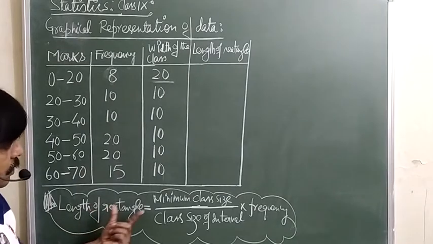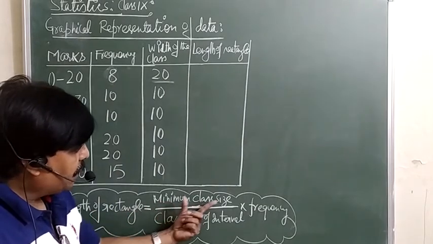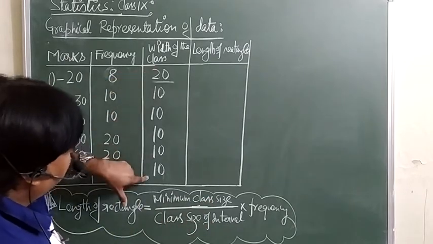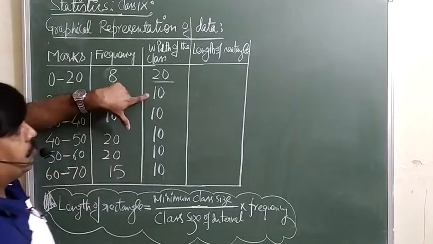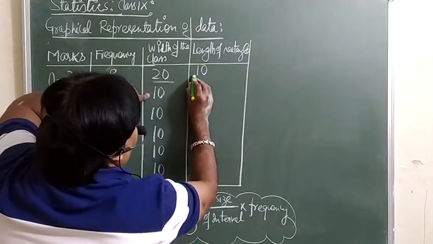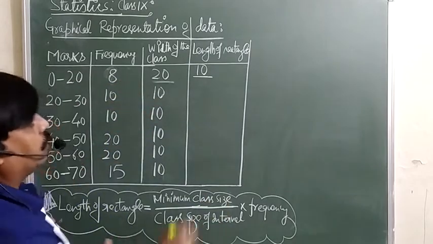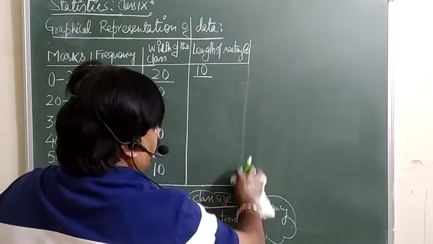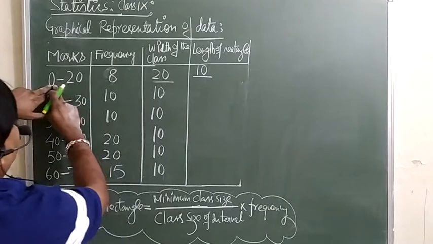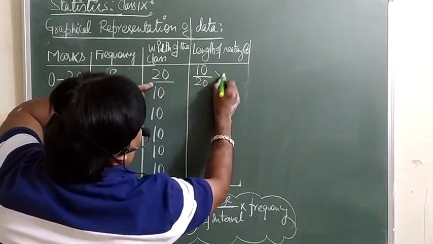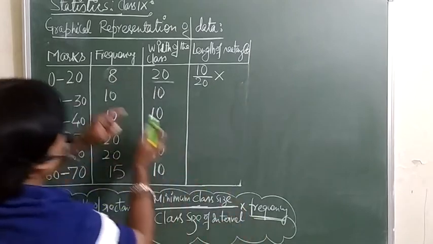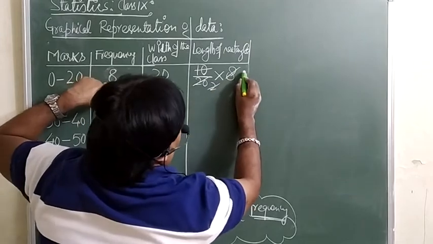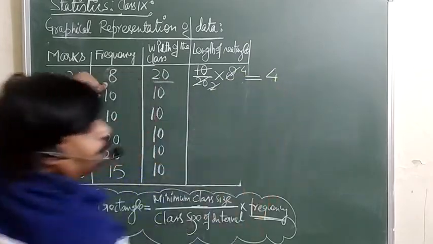So the length of the rectangle will be equal to what? You have to calculate the minimum class size, and the minimum class size must be divided by the class size of the interval. Among these six, the minimum is 10. So that is 10 divided by the class size of the interval. Here the class size of the interval is 20. So 10 over 20 into frequency. The frequency here is 8. Ten twos are twenty, and it cancels to 4. So this is your 4.